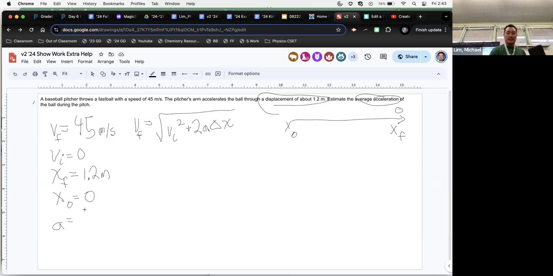Are we trying to find A or VF? What do you think? We're going to find A. Does this formula that we've never seen before until you came to this class have A by itself? No. So what are we probably going to have to do to get A by itself? You remember the steps? Okay, the first step is this big square root. We have to get rid of it. Do you remember how to get rid of it?